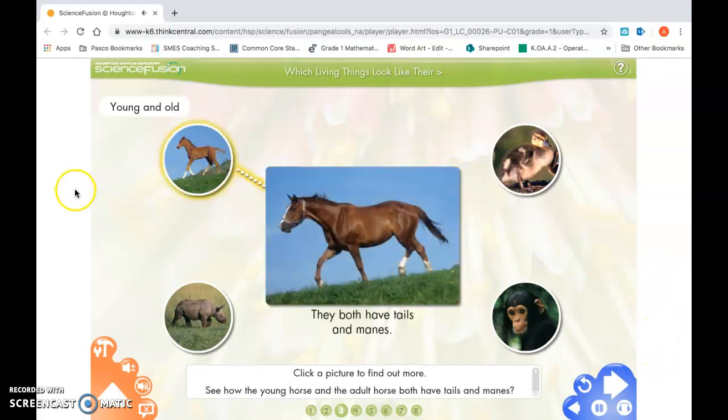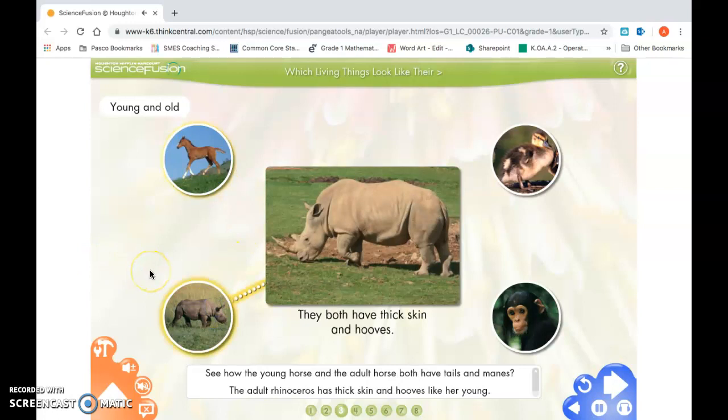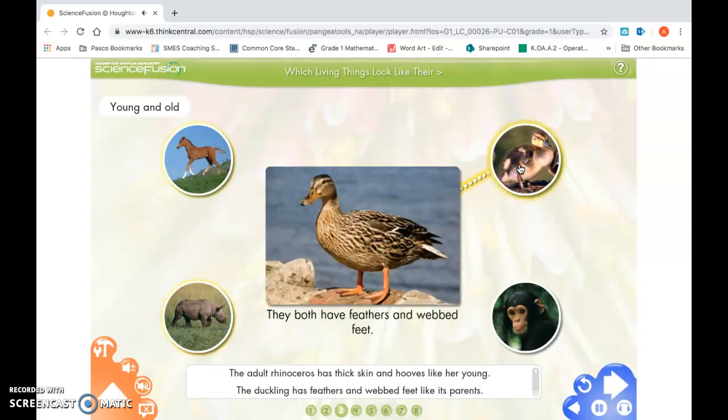See how the young horse and the adult horse both have tails and manes? The adult rhinoceros has thick skin and hooves like her young. The duckling has feathers and webbed feet like its parents. Notice the duck has feathers, but the horse does not, right? And the rhino has thick skin, but the duckling does not because they don't have the same parents.